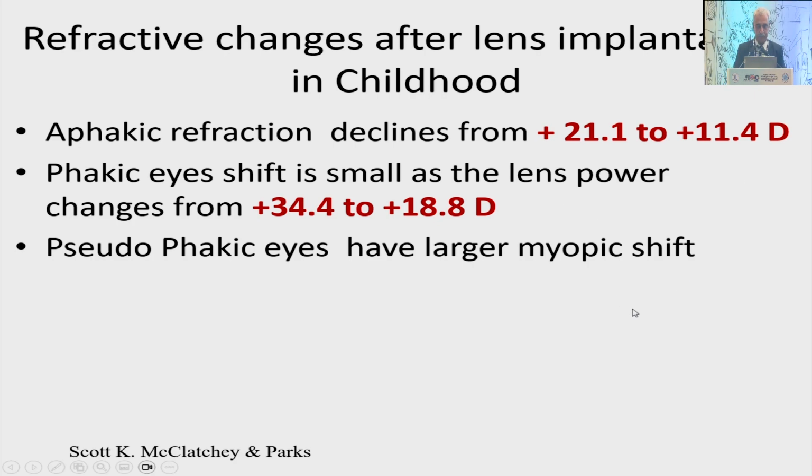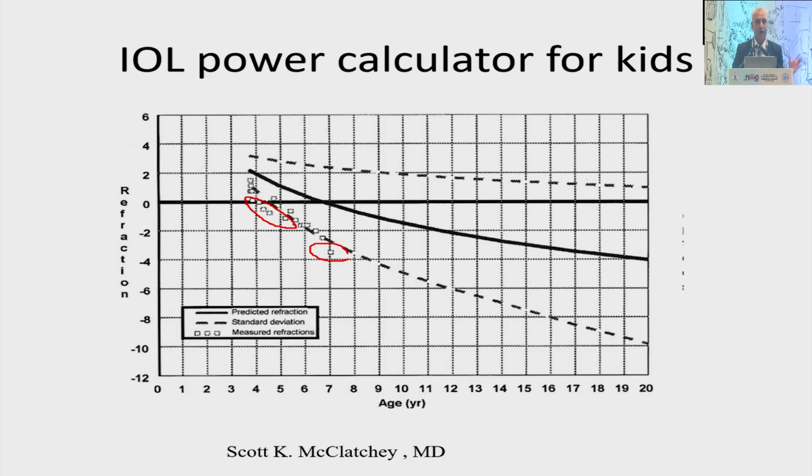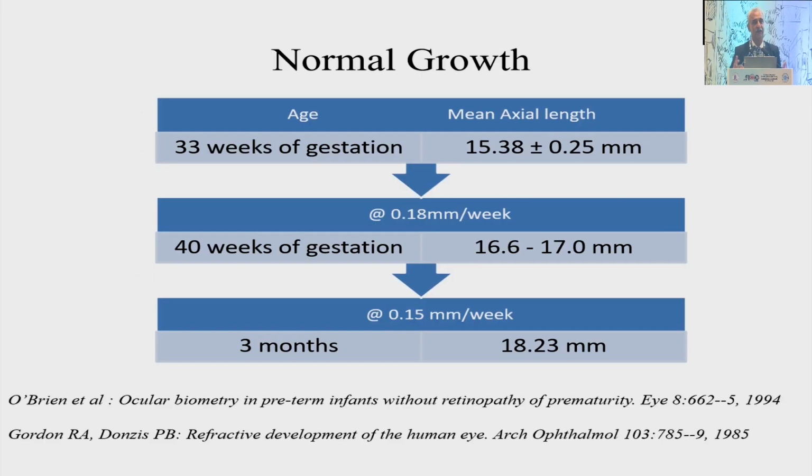So, okay. This gentleman, McClatchey, made a formula for IOL power calculation, that you take the age and the refractive error and you press a button, you get the power. It fell flat because it doesn't work. It doesn't work in the pediatric age group. You can't predict which eye is going to grow how much. So let's see what the growth is now.